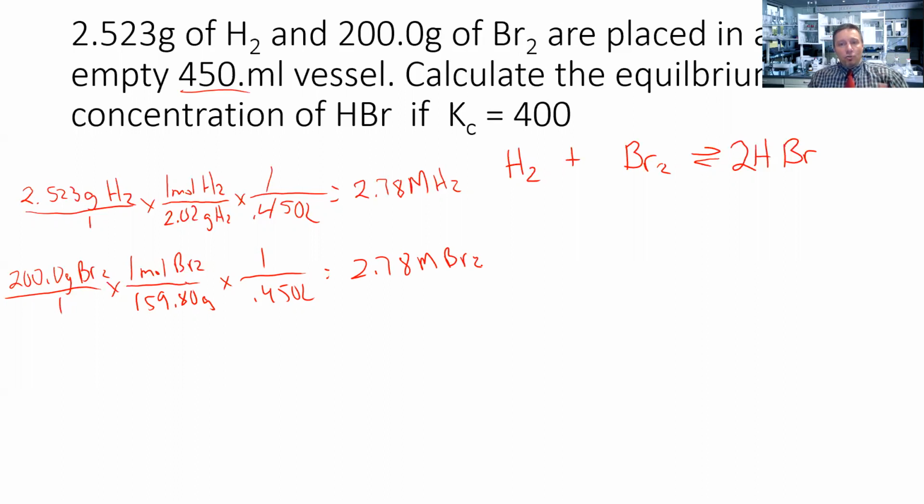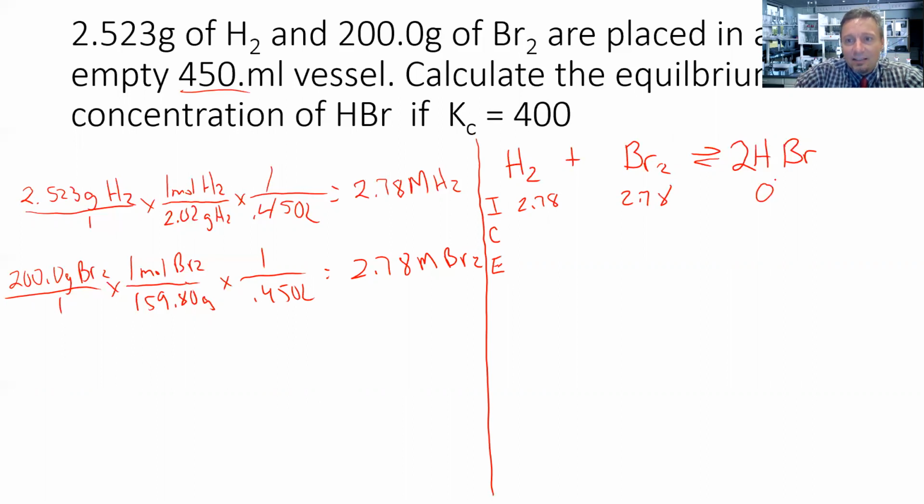So now the next thing I'm going to do is my ICE table, because I've gotten to a point where I know what my initials are. This is my initial concentration. So now I have to proceed forward. I'm just going to put a line down through here to separate. So I have my ICE table. My initial concentrations here are 2.78, 2.78, and 0. There's nothing there initially. At the change, this is going to be minus x, minus x, and plus 2x. So at equilibrium, this is 2.78 minus x, 2.78 minus x, and 2x.